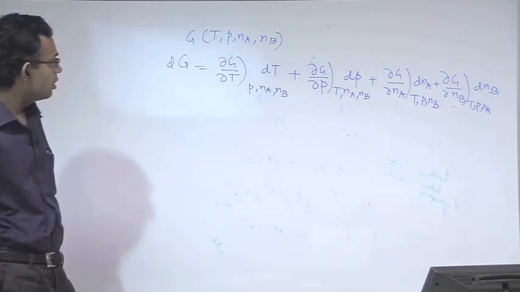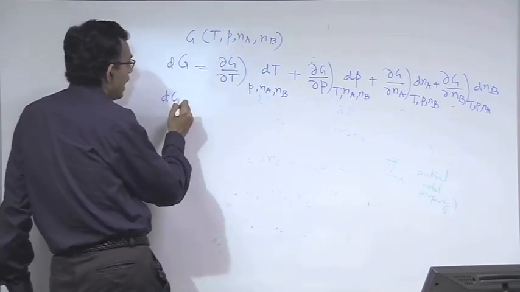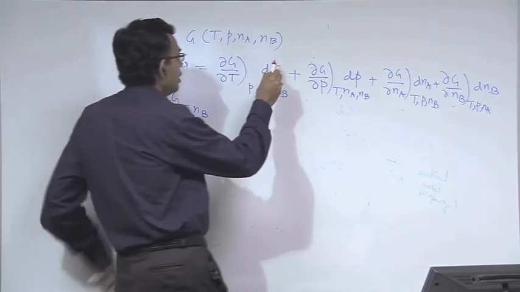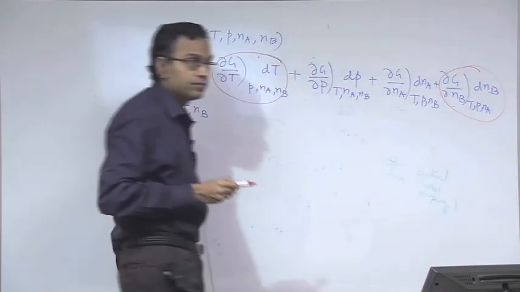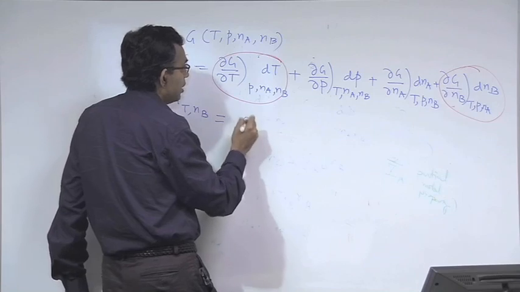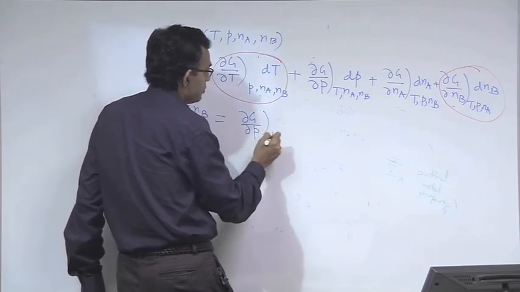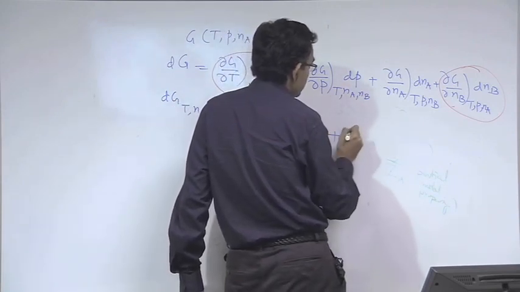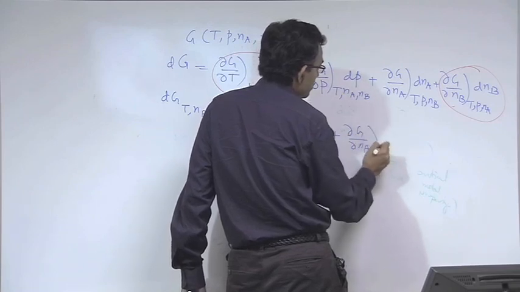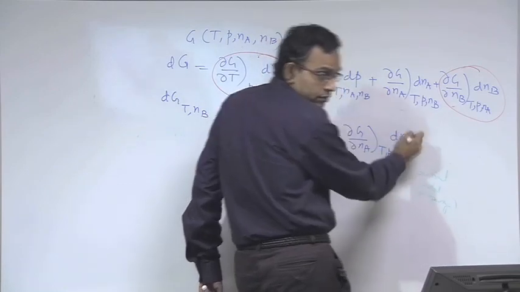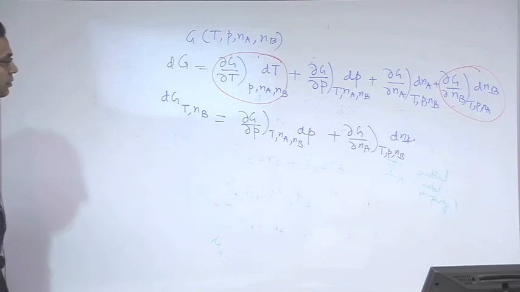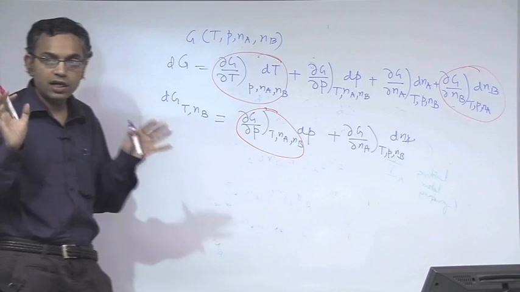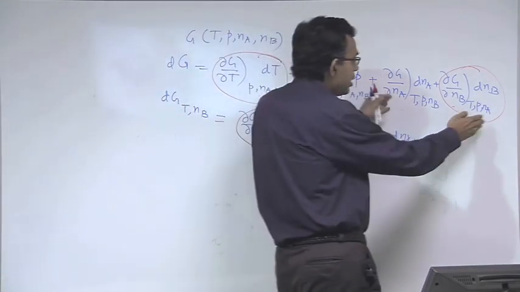Now, let us consider dG at fixed T and N B. At fixed T and N B, dT will be 0 and dN B will be 0. So, this will become del G del P. Can you tell what this is? Very easily you can tell. I will tell you how you can quickly tell this. These are the multi-component terms. Forget about this.